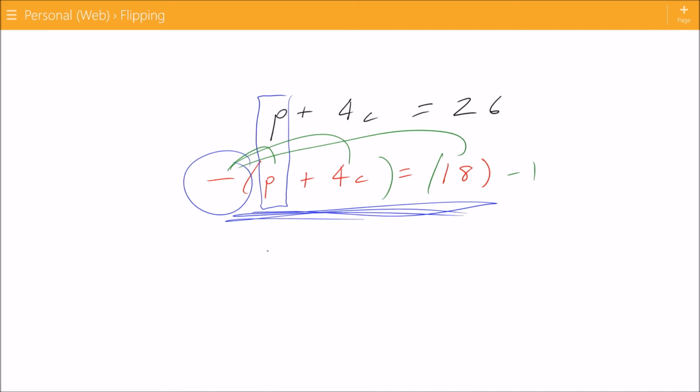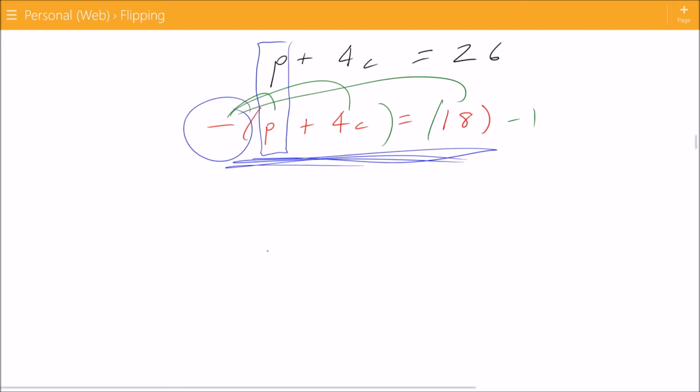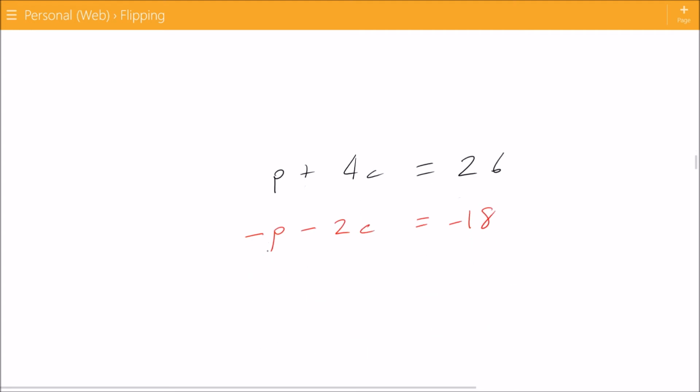But if you think about it in terms of "I'm making everything negative," that might be an easier way to remember it. But the process is that we're actually multiplying both sides of the equation by -1 to make them negative. What does that make this look like?